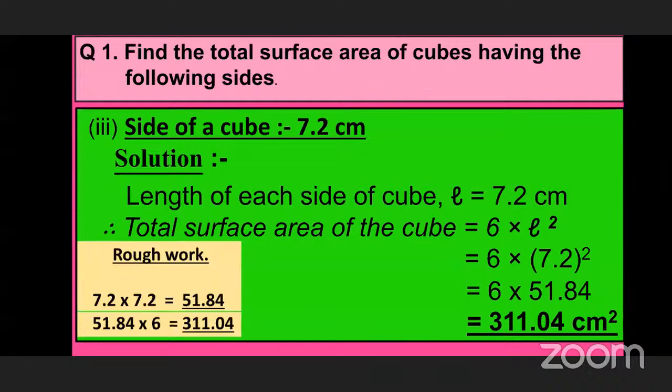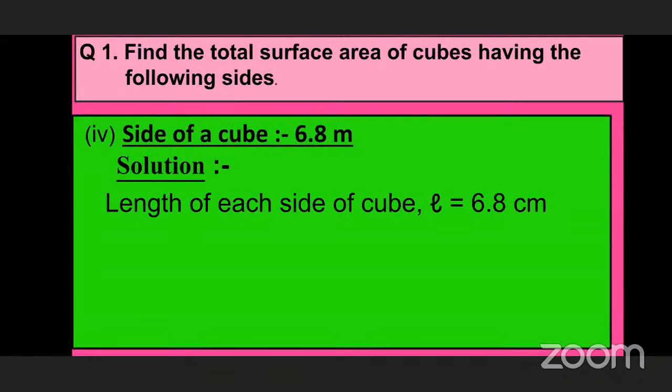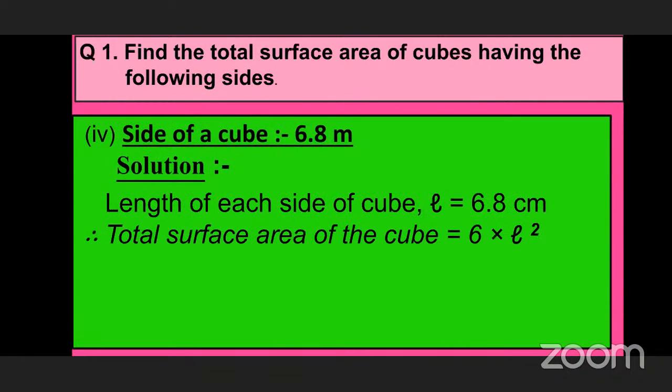Very good. One more example with the decimal point. Length of a cube is 6.8 and the formula is 6.